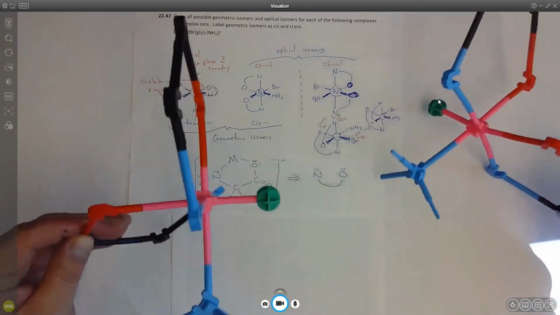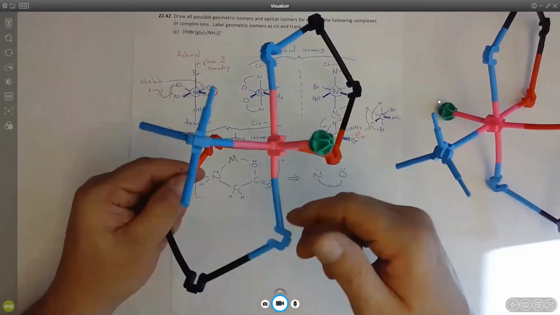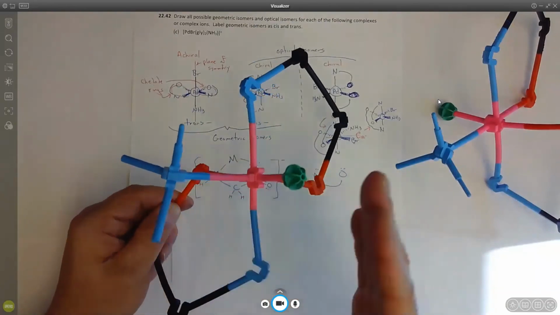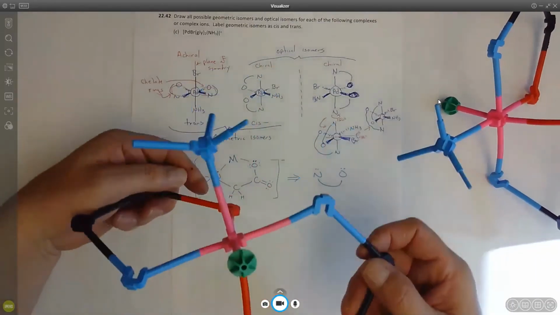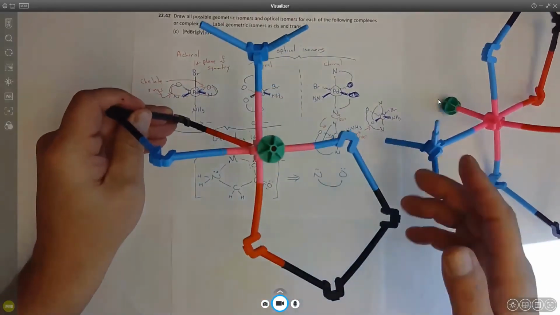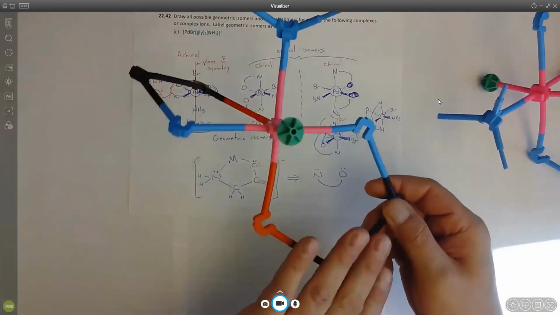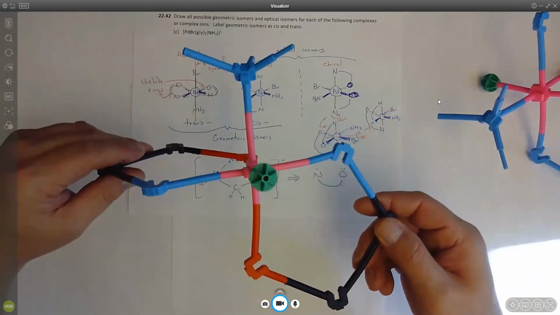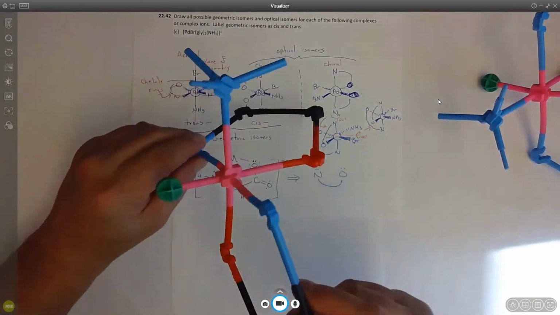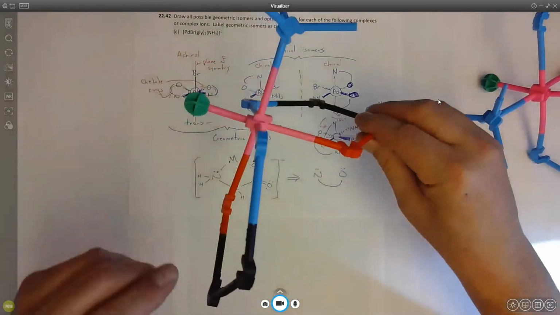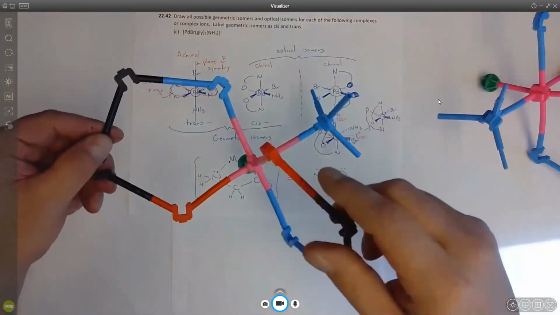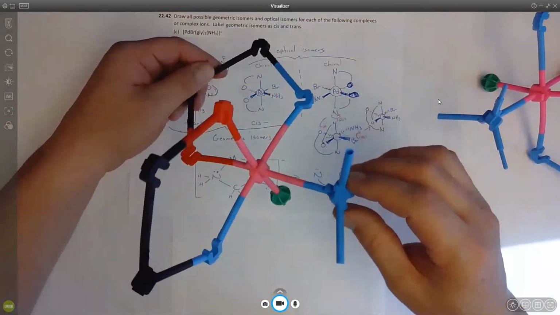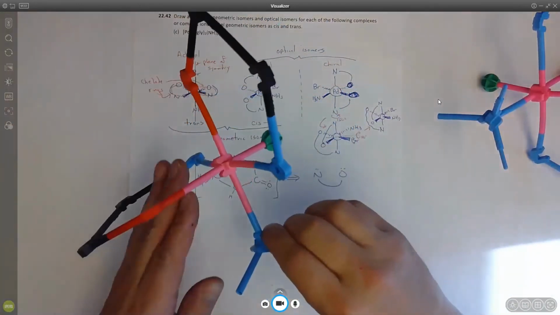With both of these, you can see there's no plane of symmetry. I can't slice it this way and have the same on both sides. I can't slice it down this way. Again, you can see this ring's up, this ring is down. So there is no plane of symmetry for this molecule. There's no way to rotate this so that we could slice it in half and have the same molecule.